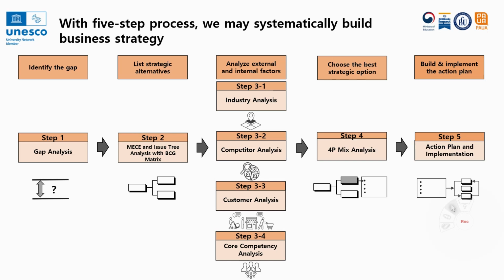So for example, as I have mentioned, if you want to lose weight by 20 kilograms in 6 months, you can still use this business strategy building process to make a conclusion of choosing the best strategic option for losing your weight. And also you can build your action plans according to the strategic directions you have reached.